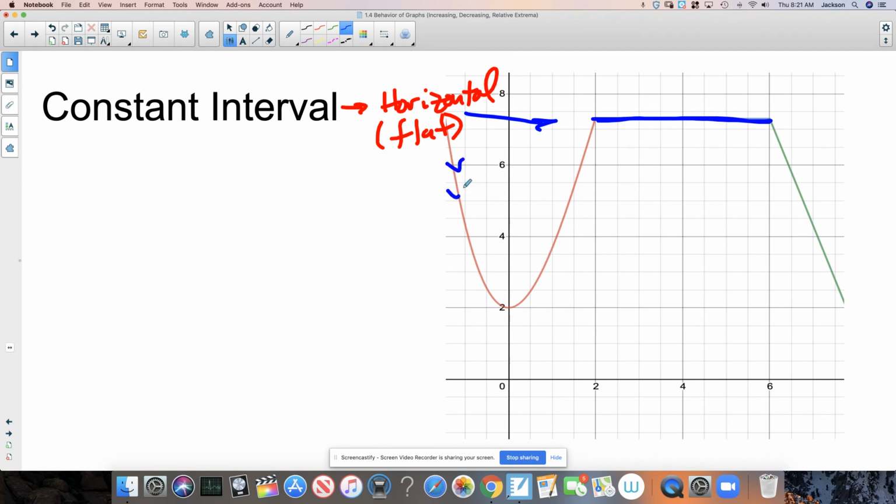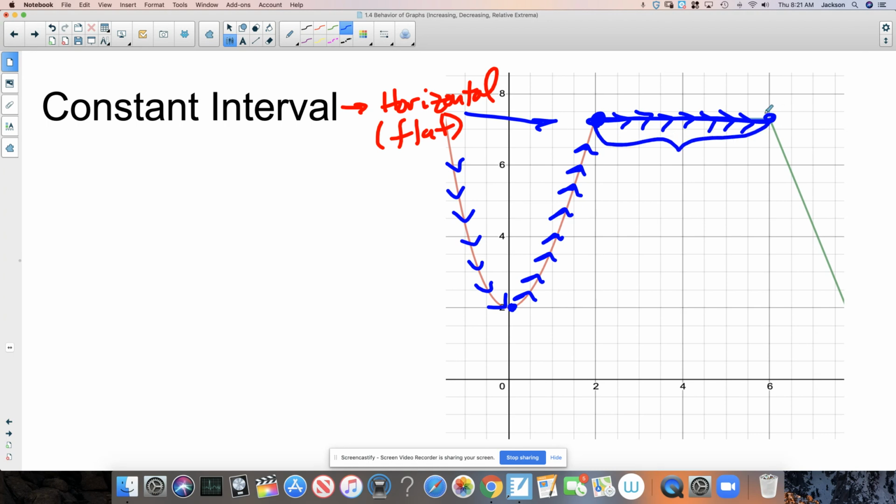We've talked about how when we draw these lines or these arrows from left to right, they point us in a direction up or down. Well, when we get to this point right here, we're going literally straight across. That's a constant interval right here. So from this point right here over to this point right here, that's a flat area.